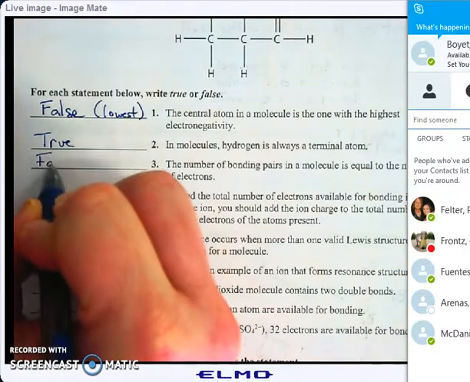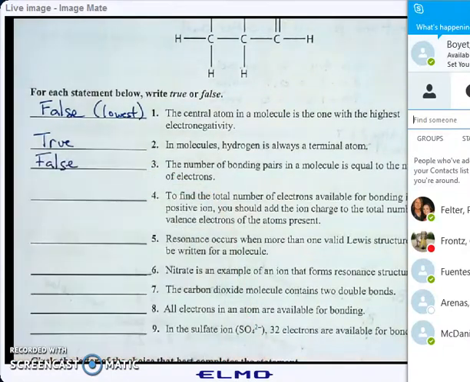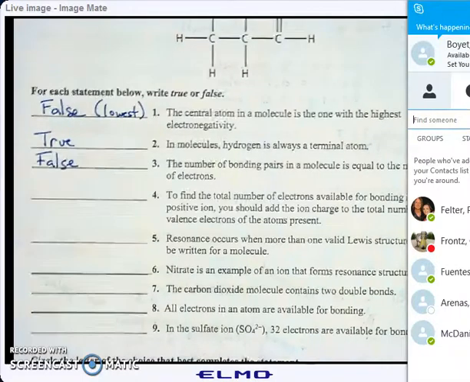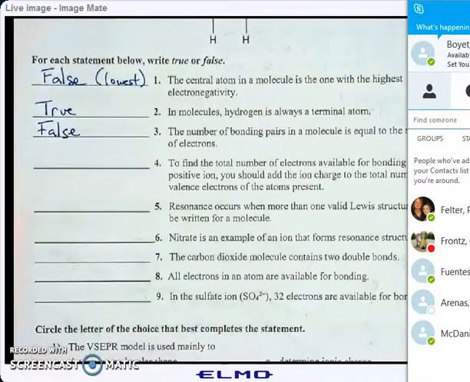Okay, false. There's no way your bonding pairs can equal the number of electrons because there's 2 electrons in every pair, so that would never match up. Number 4.